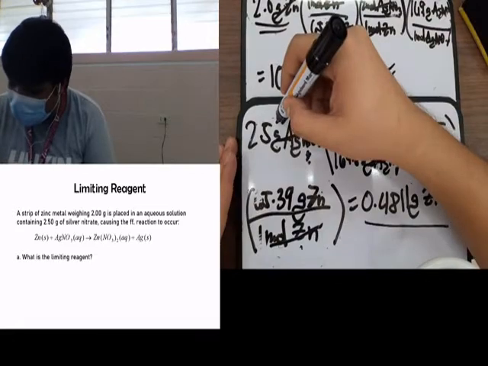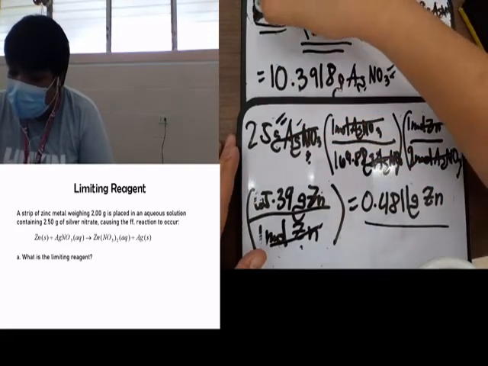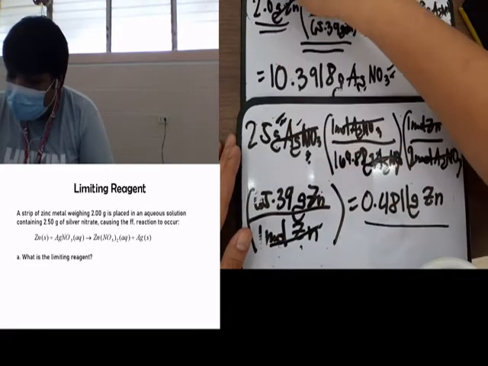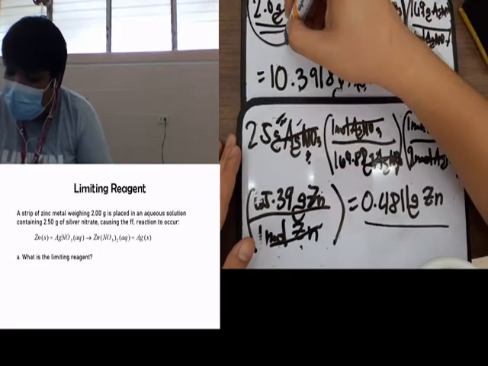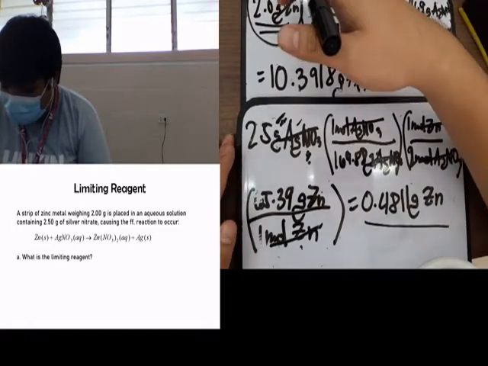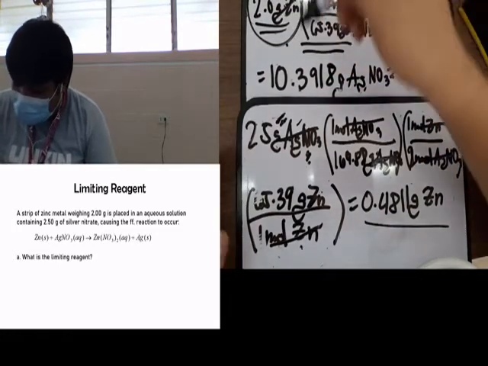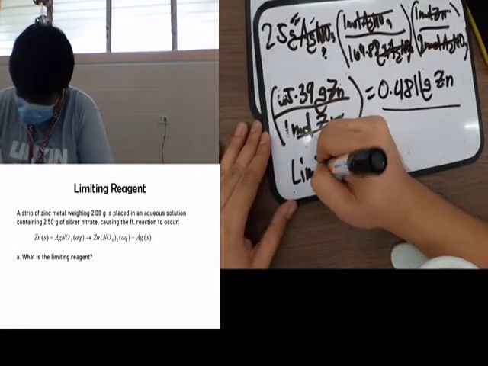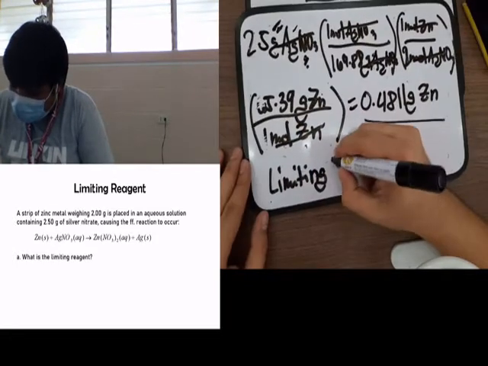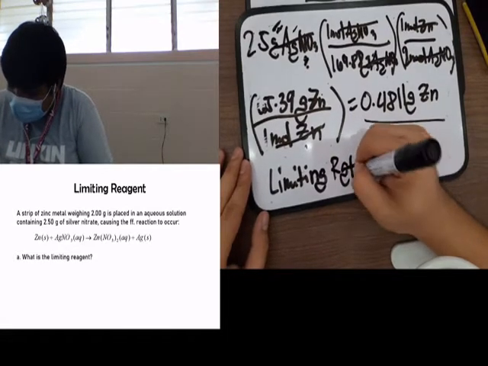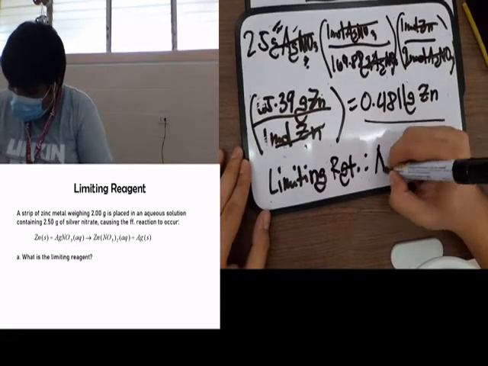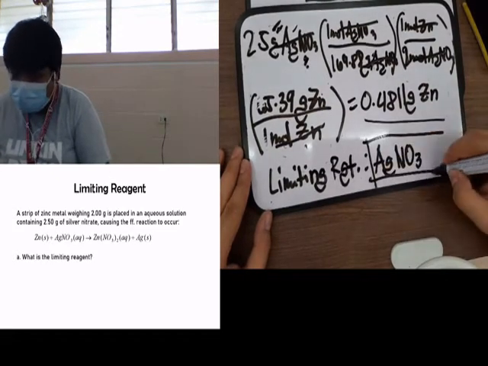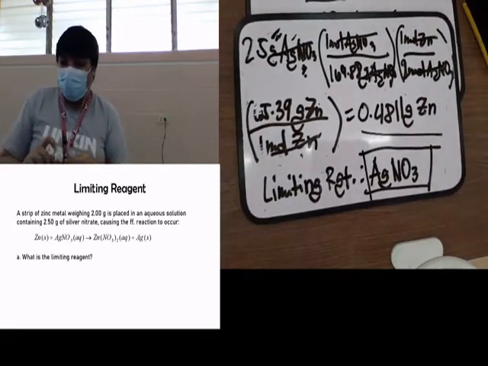So, based on our data that we have collected, that means this one will be consumed first. And after all of this silver nitrate is consumed, there will be some of the 2.0 grams zinc that will be left after the reaction. So that means your limiting reactant or limiting reagent is our silver nitrate. That will be our limiting reagent, okay?